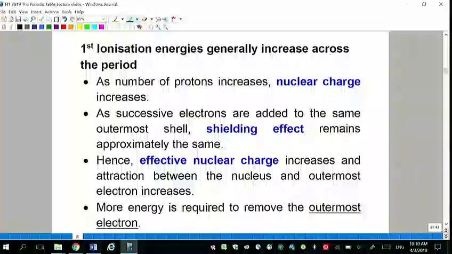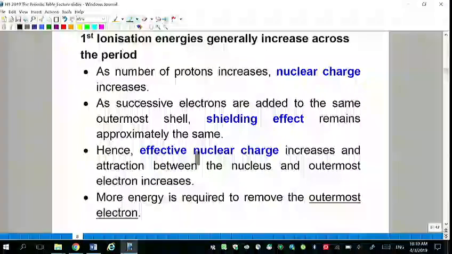Okay, how I format our answer is always the same. When I want to talk about nuclear charge, you will always have to relate to the number of protons. Number of protons increase, nuclear charge increase. I want to talk about shielding effect, you always have to talk about the electrons in your electron shells. So successive electrons added to the same outermost shell, shielding effect remains the same. When shielding effect remains the same, nuclear charge increase, your effective nuclear charge, which is a sum of your nuclear charge and your shielding effect, will increase.